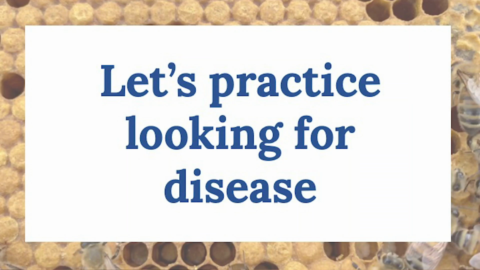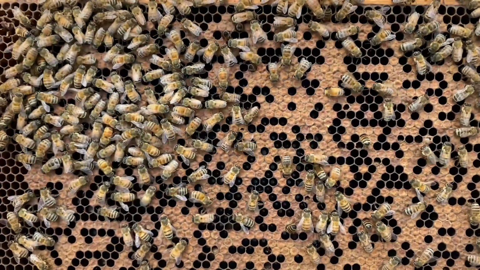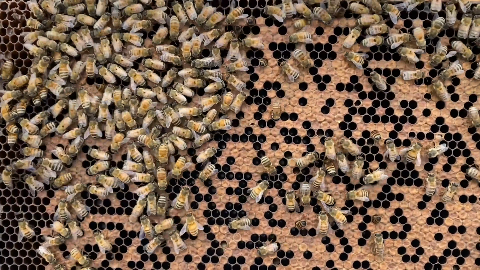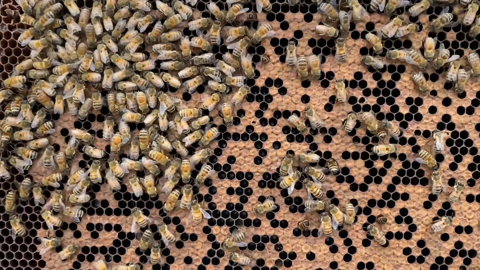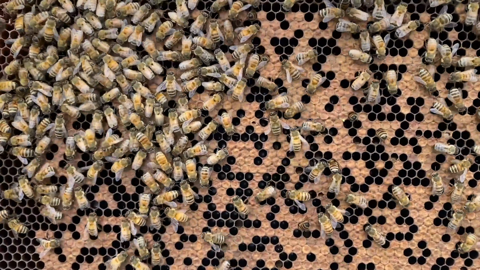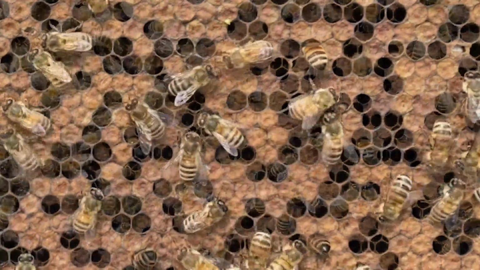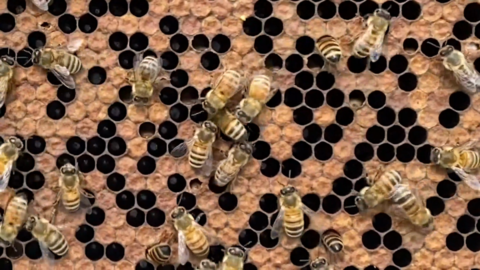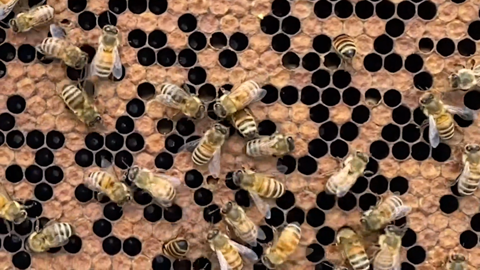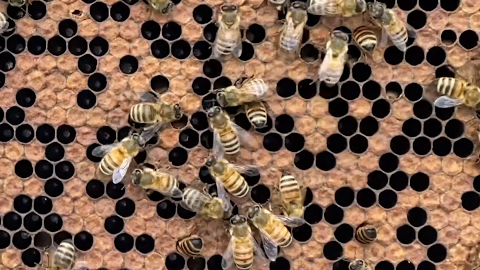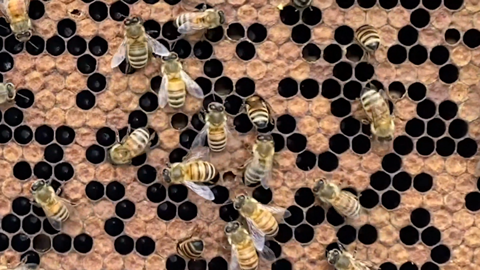So let's practice looking for symptoms of disease on this frame. So right off the bat, we notice the spotty brood pattern, right? Let's take a closer look into some of those open cells. Can you see that some of those openings actually contain infected brood? See how many of those cells you can find that have infected brood in them. This isn't really obvious right away, is it?